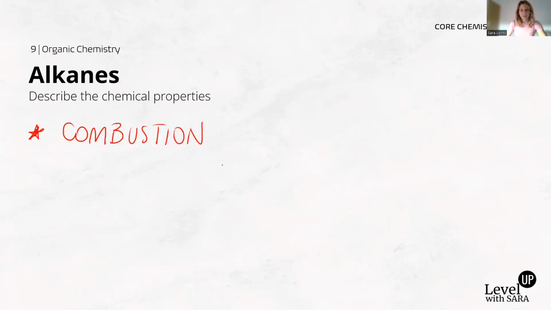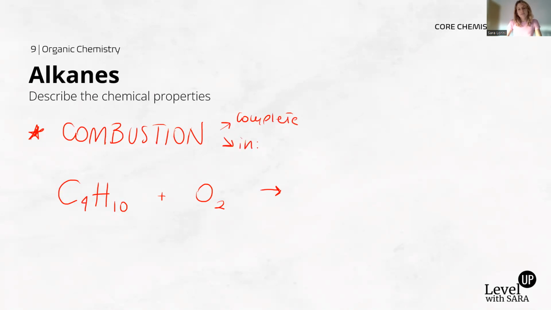Combustion reaction. Combustion means reacting with oxygen. So there are some tricks in how to write the equation and balance it, because that's really the challenging part. So let's say we have C4H10 reacts with oxygen. Combustion can be complete or incomplete.